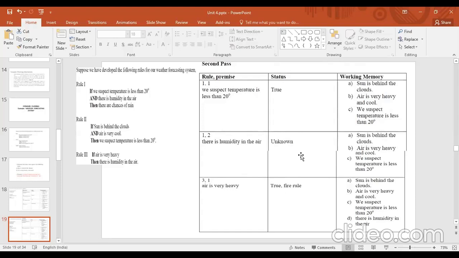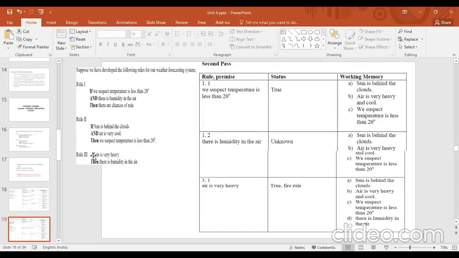Now I come to the third rule, that is air is very heavy. Why do I not use rule number 2? Because already in our first pass it is matched with our system. So we have fired this rule. So that's why I do not use this rule a second time.